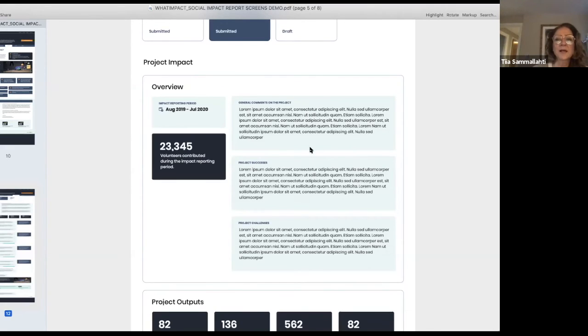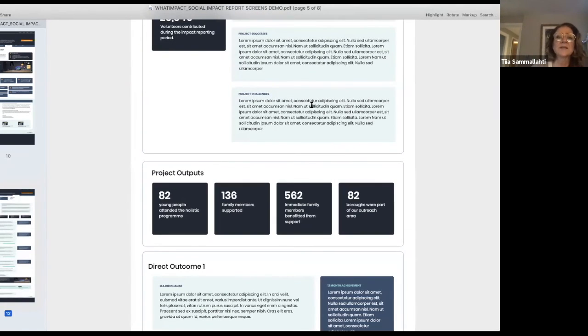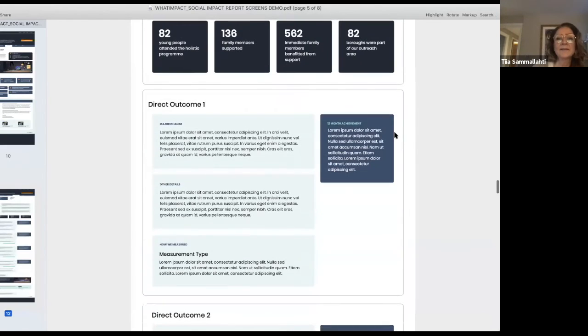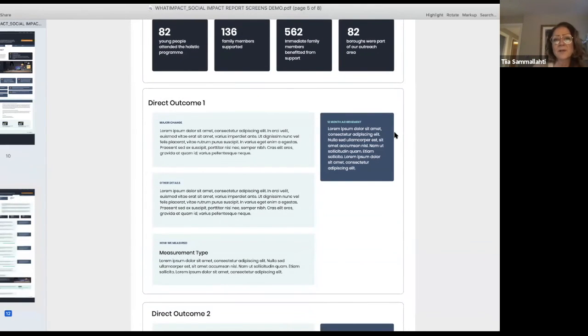So they tell about the current state of the project, which maybe has changed a little bit since you originally posted it, how they define the success of the project in general, but also listing certain challenges they might have been facing. There are some key outputs listed here, and then there is a selection of direct outcomes, indirect outcomes, and then the overall impact of that project.